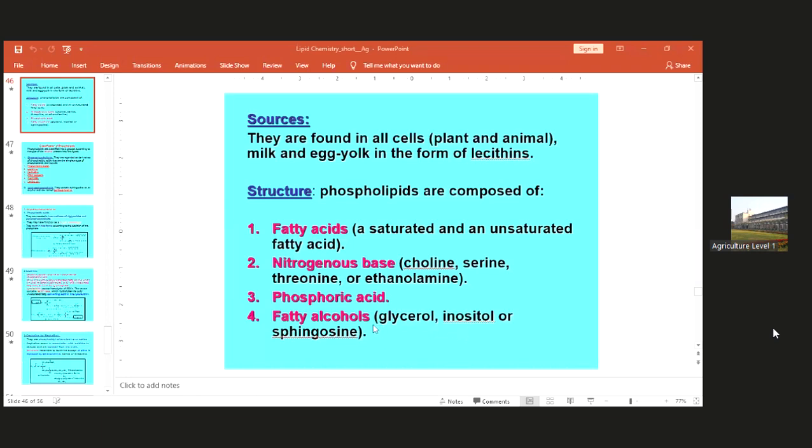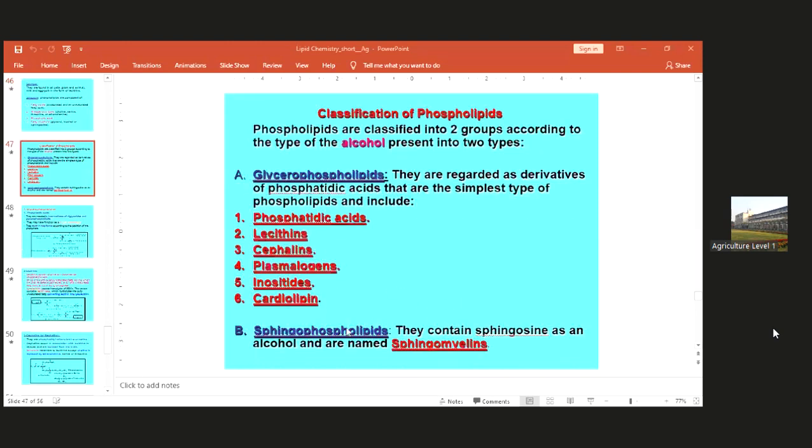So based on this alcoholic group, the phospholipids are classified into two groups. Glycerophospholipids mean the alcoholic group was glycerol, and sphingophospholipids mean the alcoholic group was inositol or sphingosine. Inositol and sphingosine both contain an alcoholic group, and this alcoholic group will be linked with the fatty acid and produce the lipid. And glycerophospholipids have 6 members.